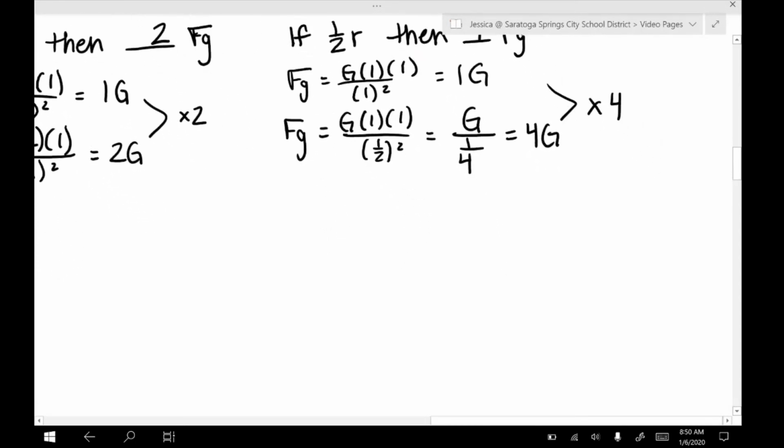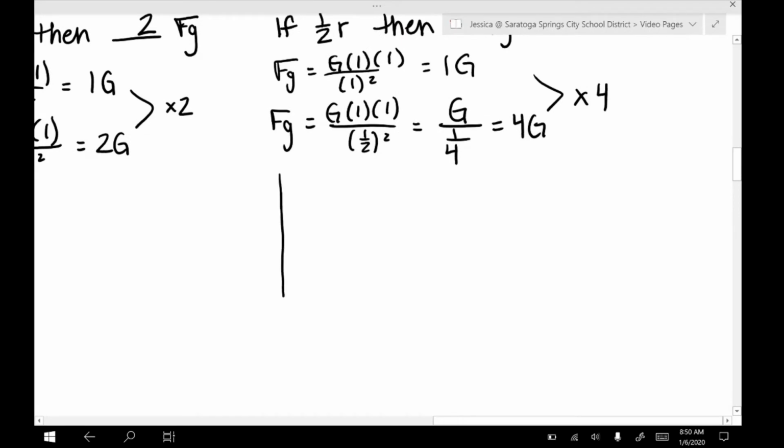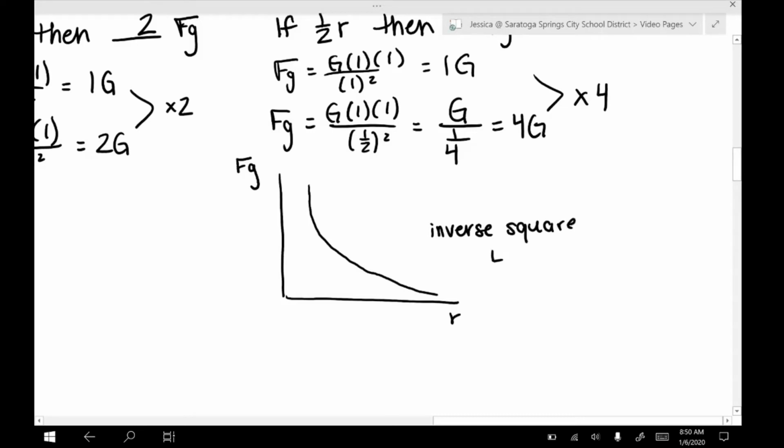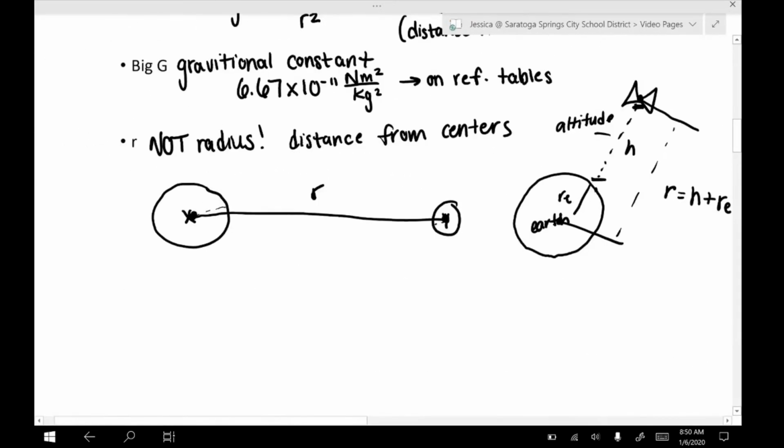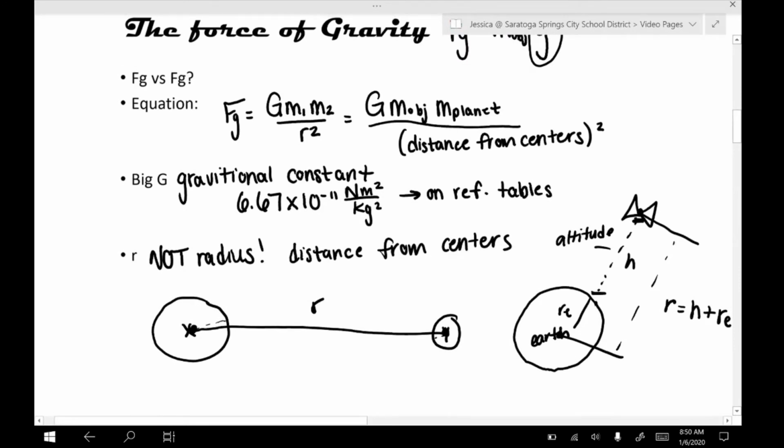R and FG have a really cool relationship. If I was to graph it, it would look something like this. And we say that they follow the inverse square law, because R is on the bottom and it's squared. Inverse meaning on the bottom, square meaning squared. So that's about it for the new force of gravity equation.